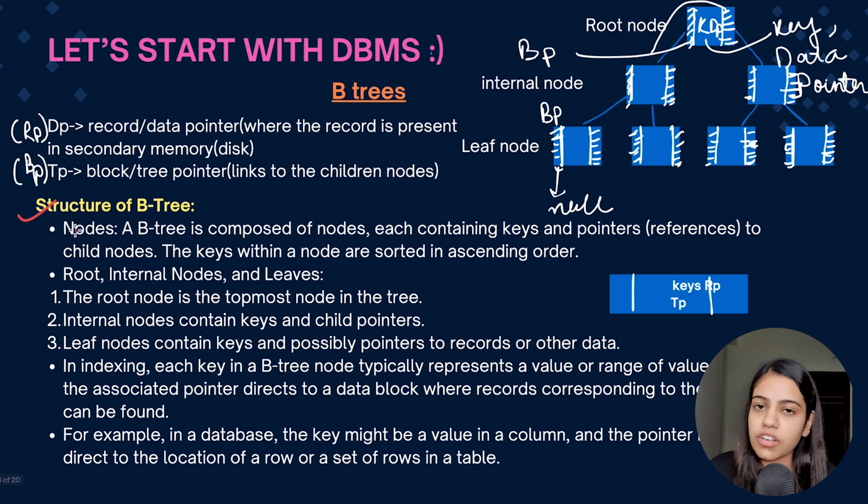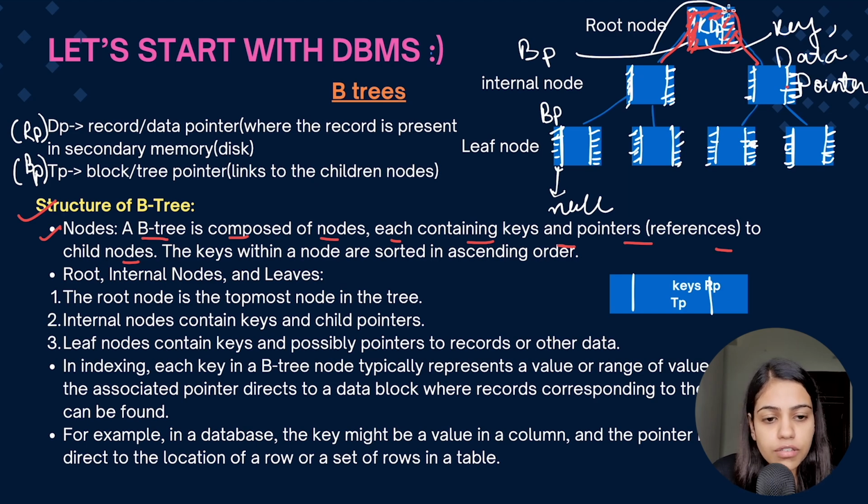Now let's learn about the structure of a B tree. The first one is the node. A B tree is composed of nodes, each containing keys and pointers to the child nodes. So this is a node which contains a key as well as block pointers which reference the child nodes. So these are the child nodes, and these are the block pointers which reference the child nodes.